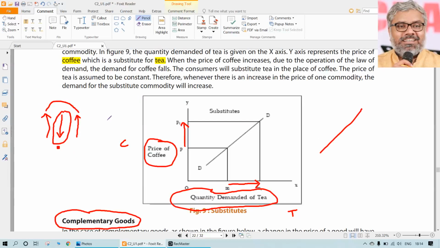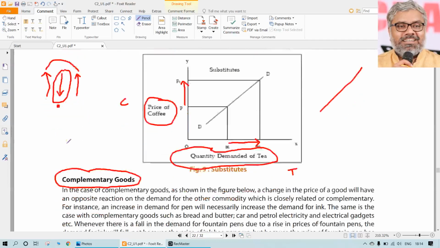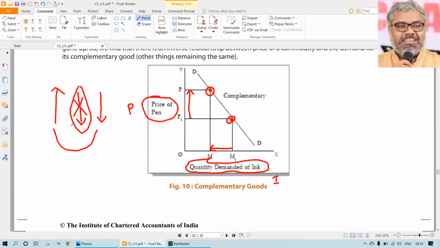If they are substitutes, how will they behave? When the price of one increases, the demand for the other also increases. Why does that happen? Because of this in-between step. If they are complementary, how will they behave? When the price of one increases, the demand for the other decreases. It means they have a reverse relationship.